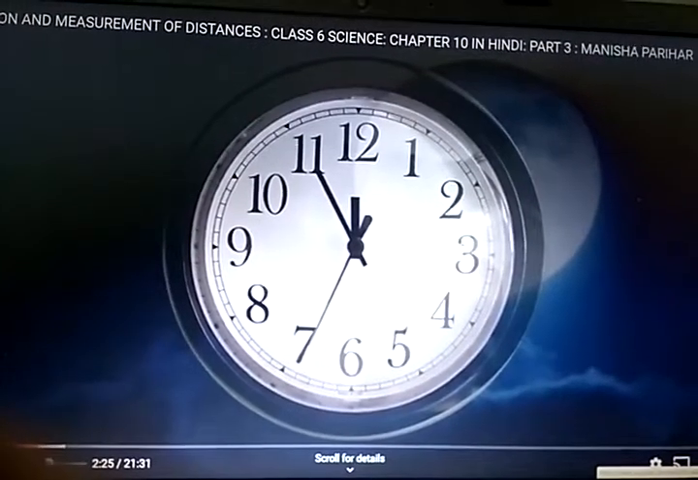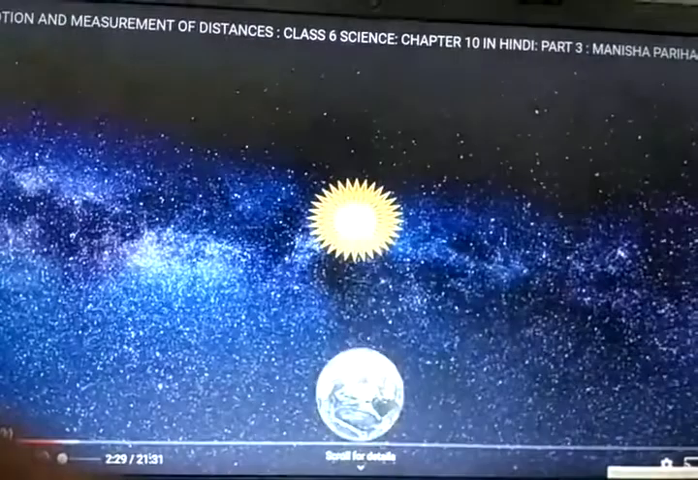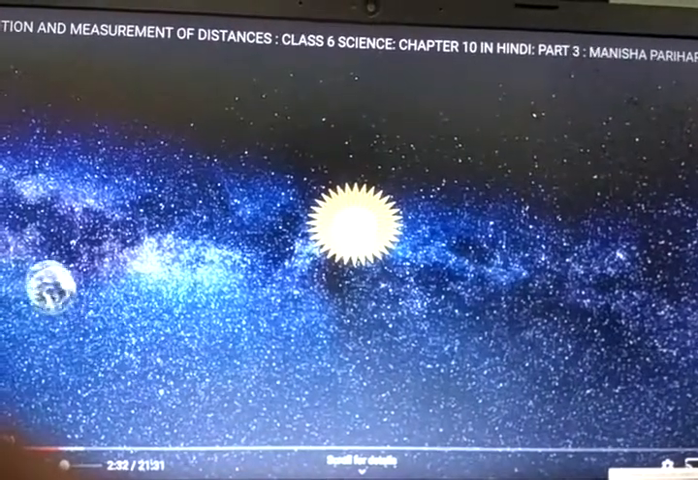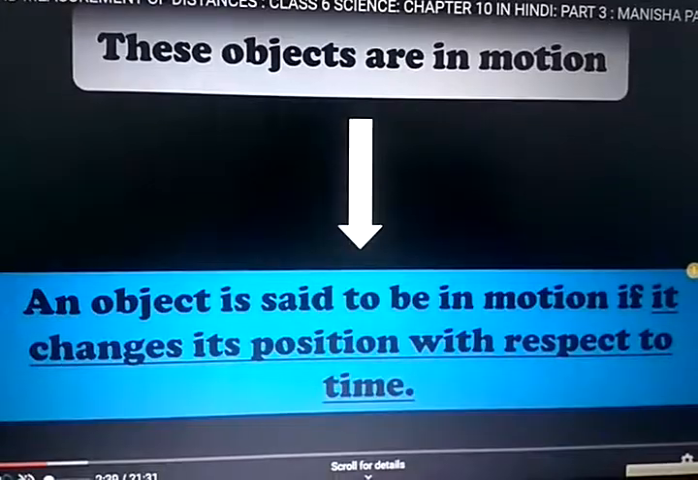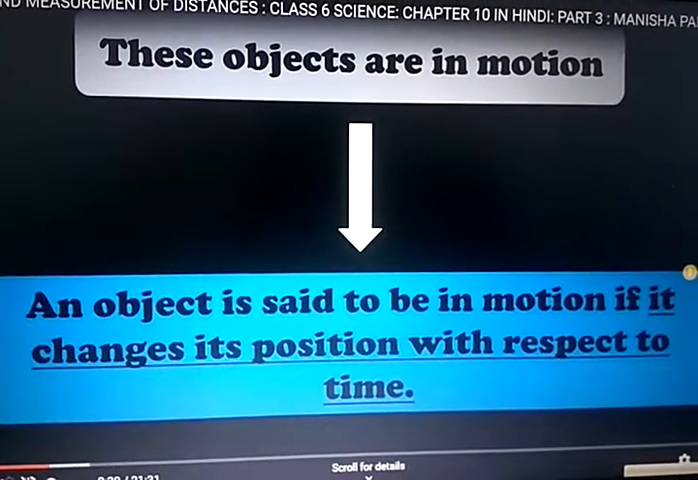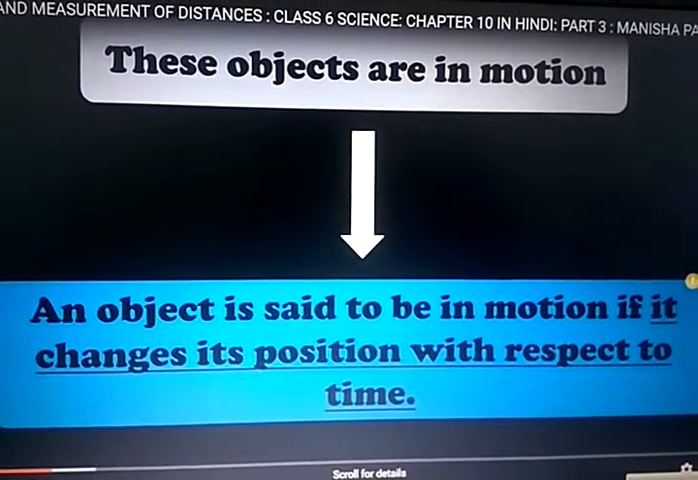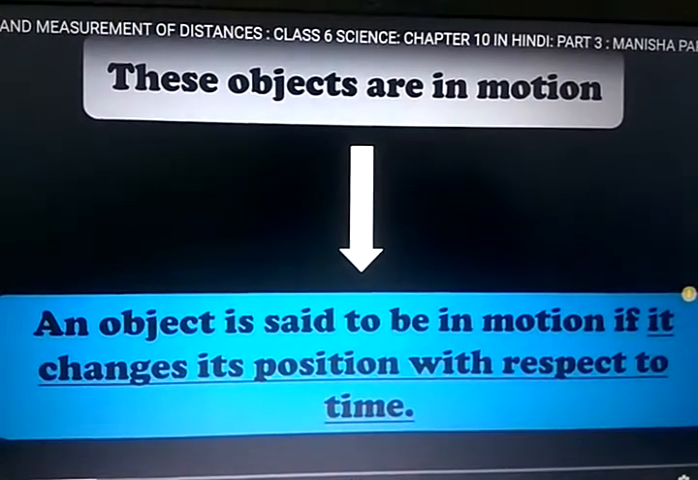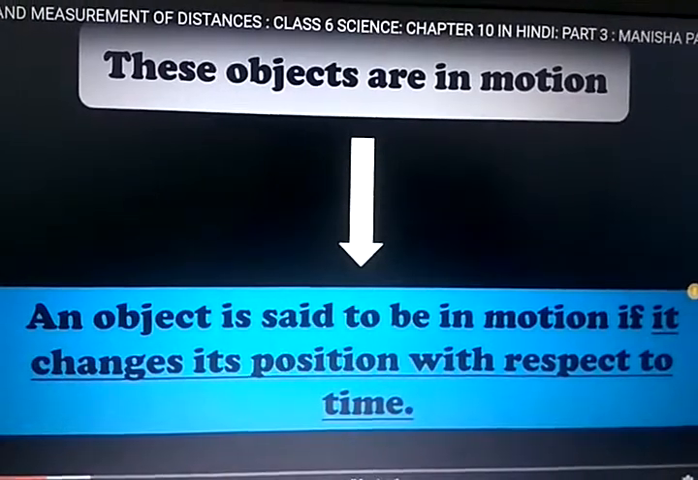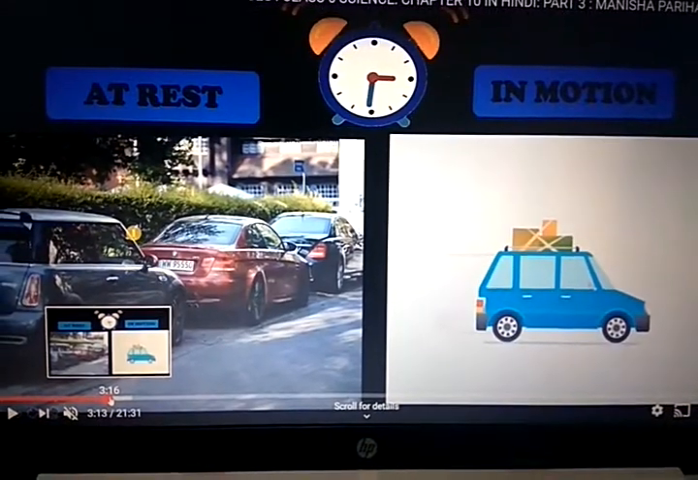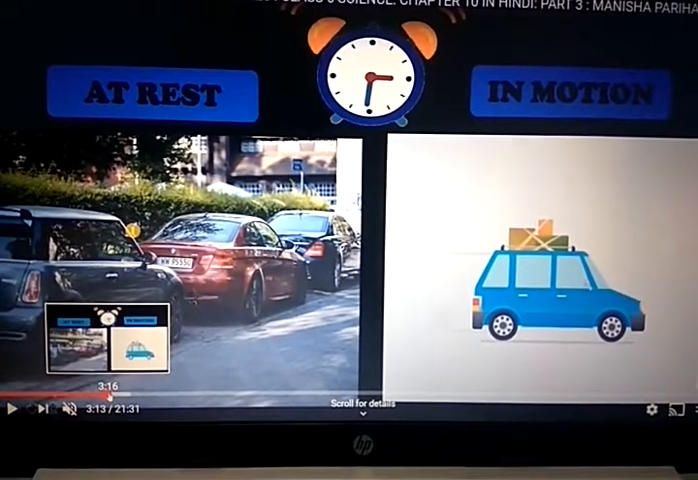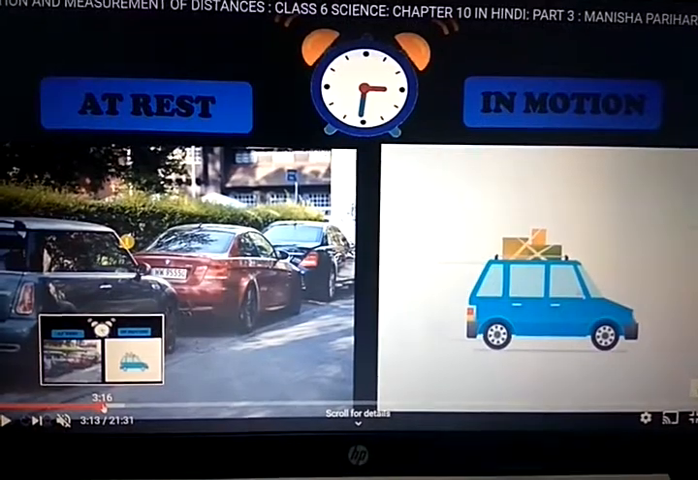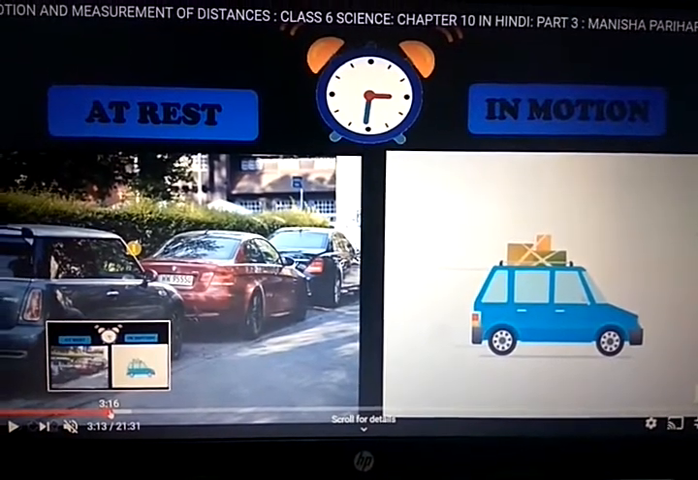Here you see the objects. The watch is moving, the fan is moving. The planets are revolving round the sun. These objects are in motion. So an object is said to be in motion if it changes its position with respect to time. Now you see the first one, on the left side, the objects are at rest. The car is at rest. In the second, the car is in motion with respect to time.